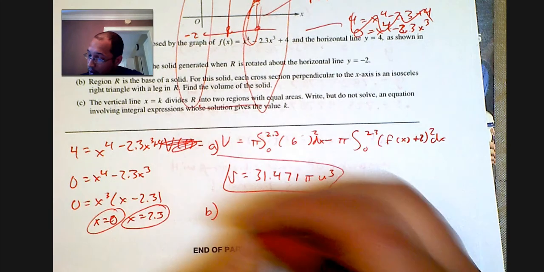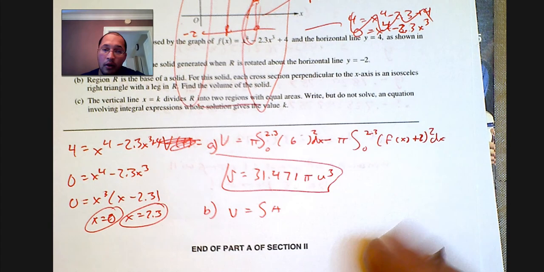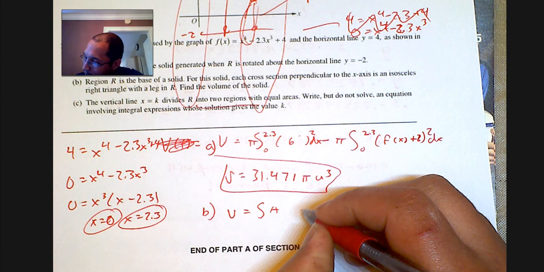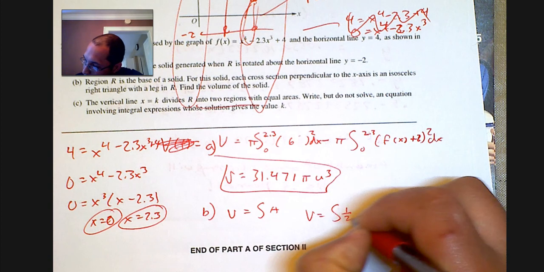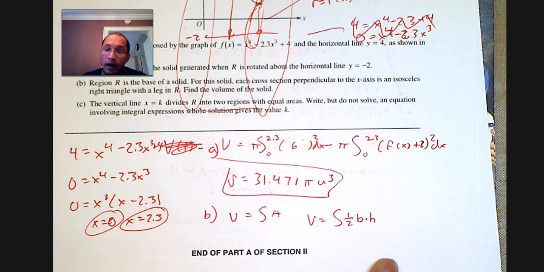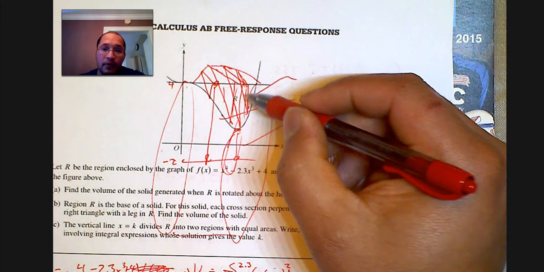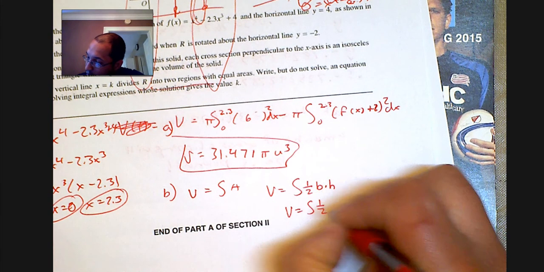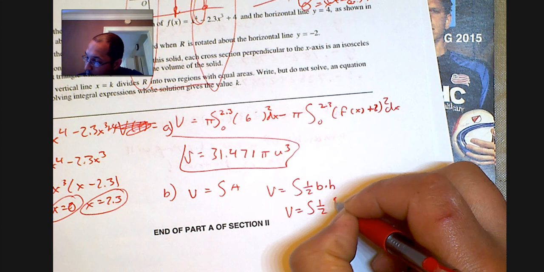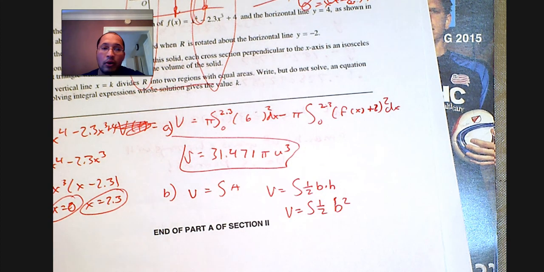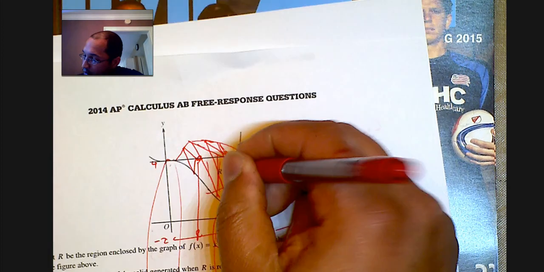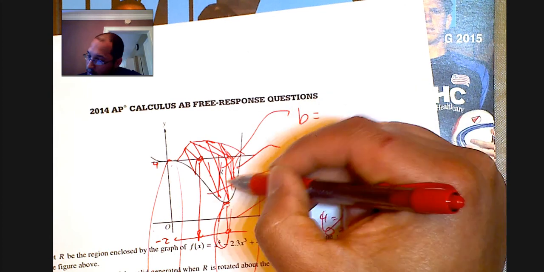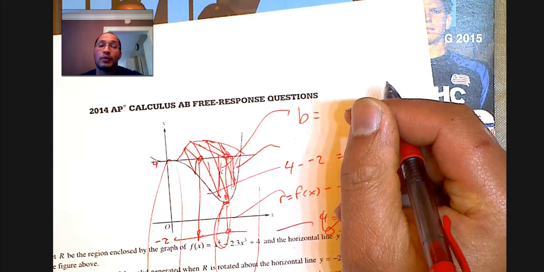B, how do you find volume? Integrate area. What's the area formula for a triangle? 1/2 base times height. Luckily here the base and the height are the same, so it becomes basically 1/2 base squared. Okay, what's the base? What is this distance? Base equals what? It's basically this y value minus that. It's top minus bottom, y'all. It's top minus bottom.